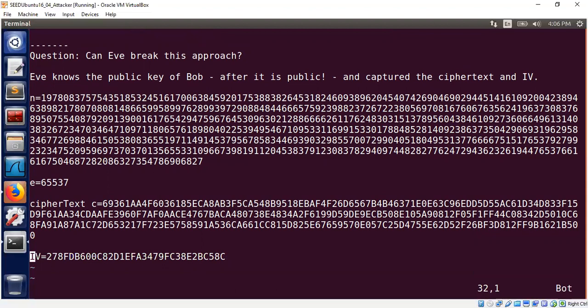So the question now is, can Eve break this approach? Break in this case means, can Eve reverse engineer the plain text from the ciphertext? Remember, this is AES 256-bit key strength. The question is, can we take N, E, C, and IV as inputs and come up with the plain text that is hiding inside the ciphertext?